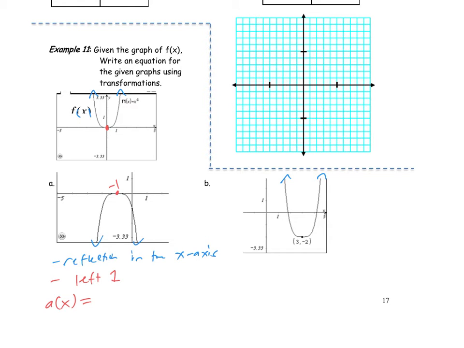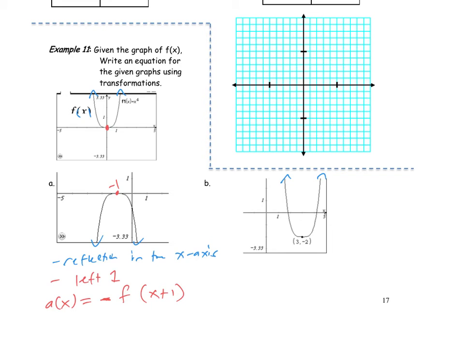So if we take f of x and we reflect it in the x-axis, we'd put a negative out in front. So we'd have negative f, and then if it's shifted left 1, we're going to put f of x plus 1. So we can do this regardless of the equation for the function. Whatever the equation for f of x was, this new function will be reflected in the x-axis because we have the negative here, and it will be shifted left 1.